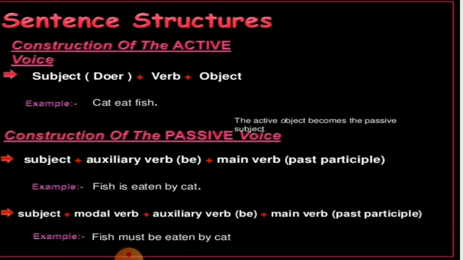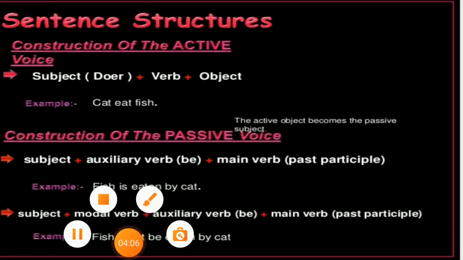Now let's see another rule. Subject plus, if any modal verb is given, that you have to use, then plus auxiliary verb, that is be form, plus main verb in the past participle form. Example, fish must be eaten by cat.